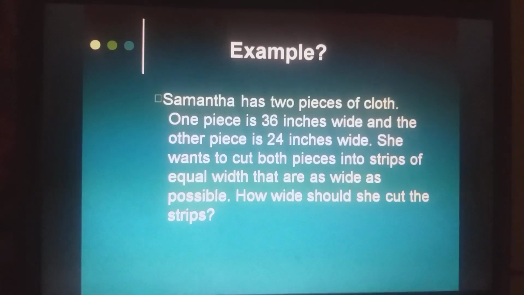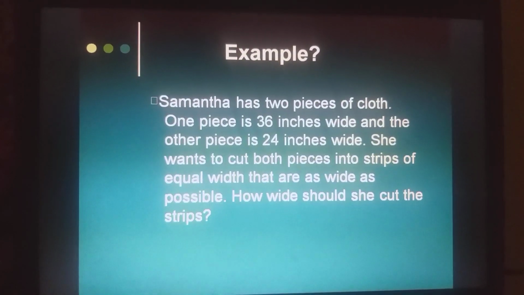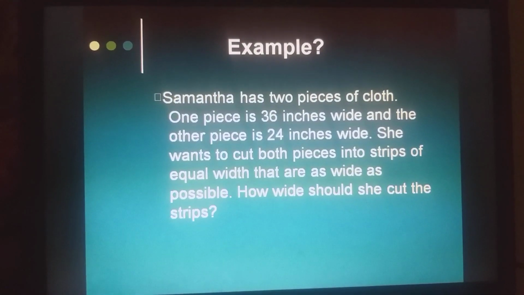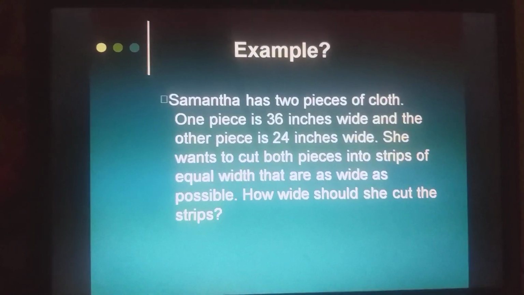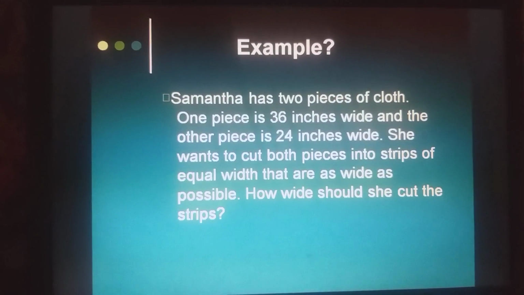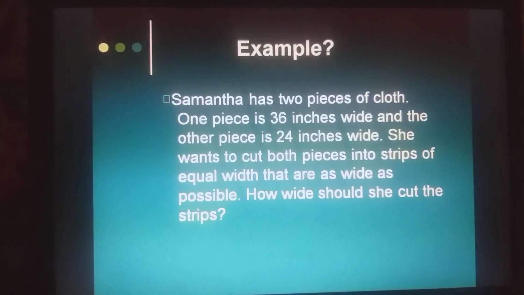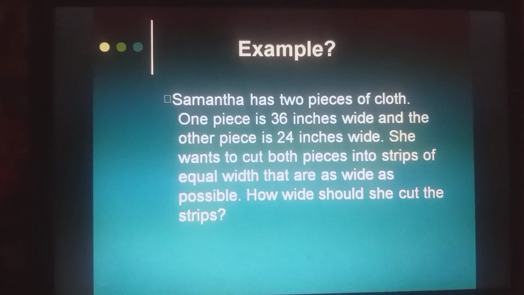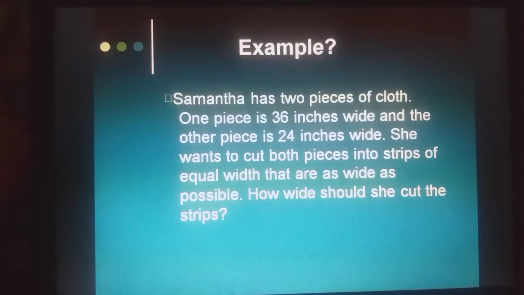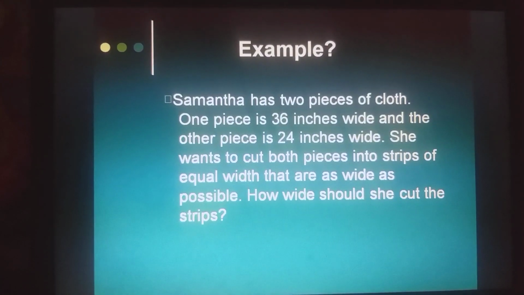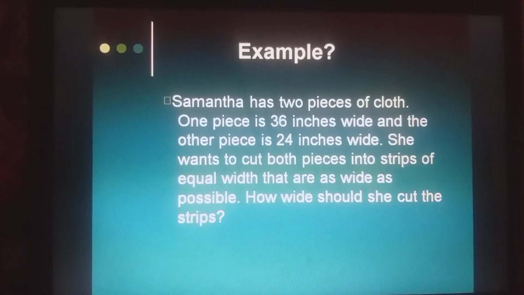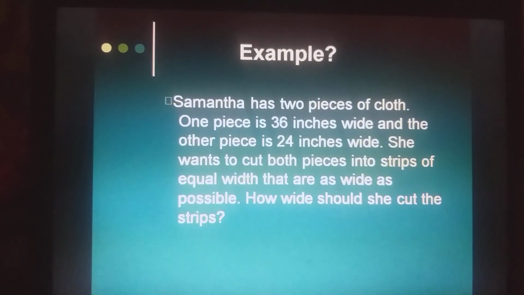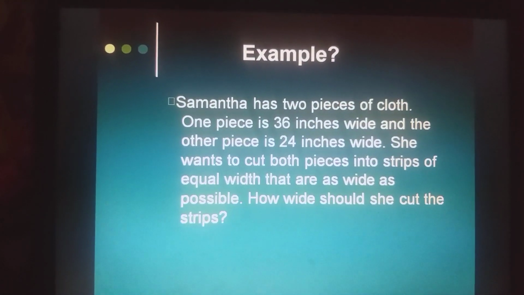Let us see the first example. Samantha has two pieces of cloth. One piece is 36 inches wide, whereas the other piece is 24 inches wide. She wants to cut both pieces into strips of equal width that are as wide as possible. How wide should she cut the strips? Now she is cutting something, which means it is dividing. When we divide something, what do we calculate? Yes, we calculate HCF. So let us see how we will calculate HCF.